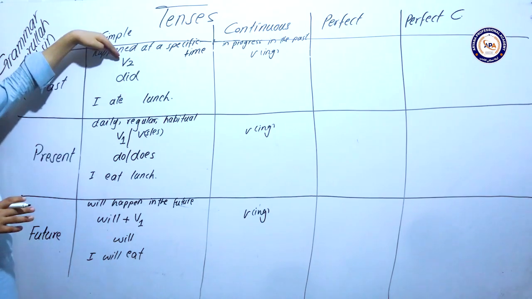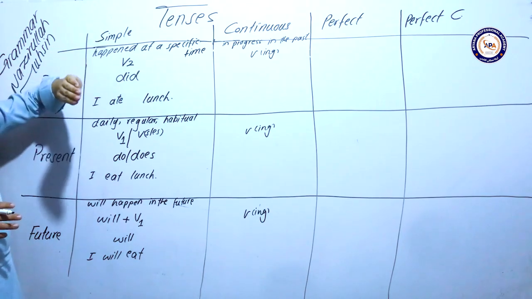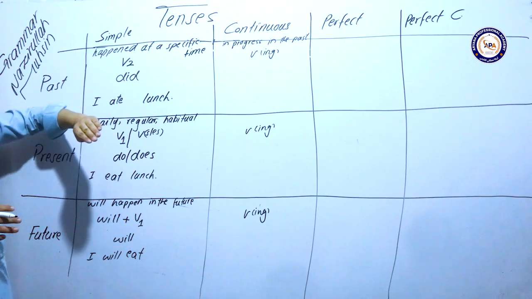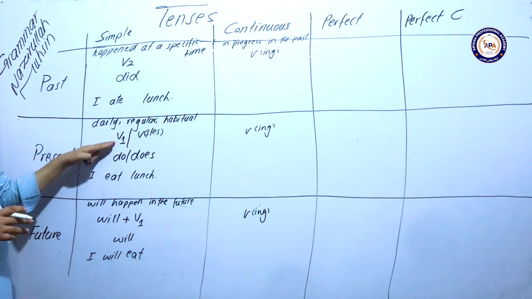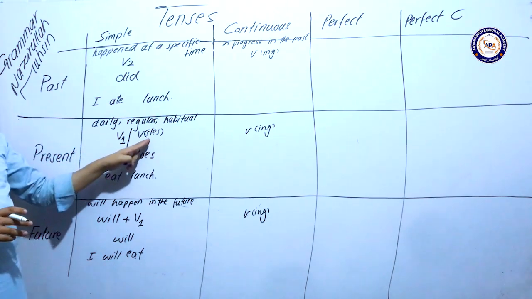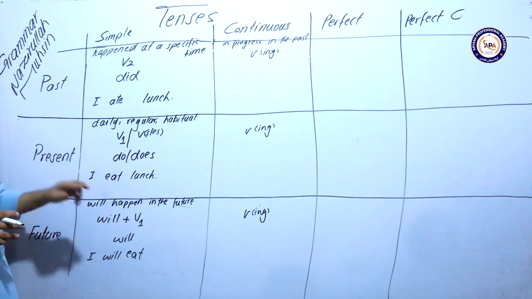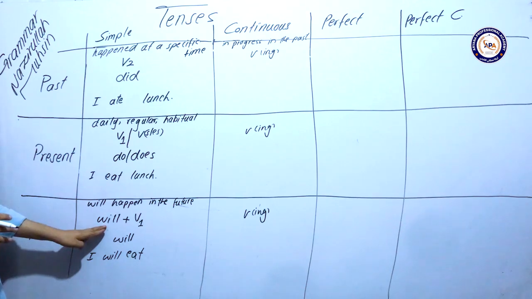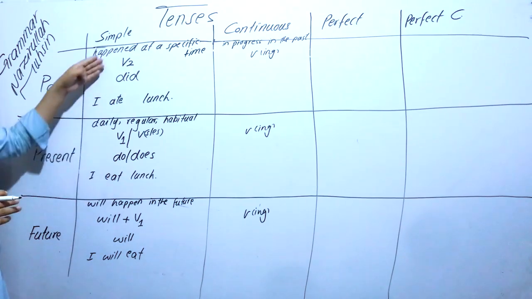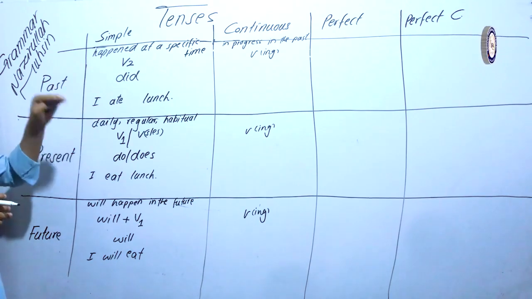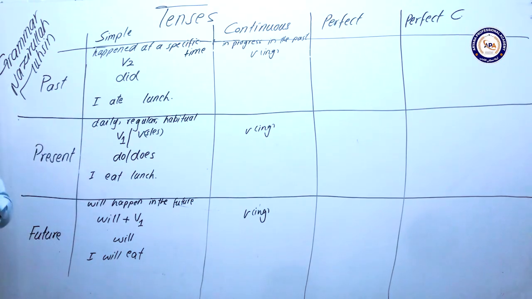In past simple, we use the second form of verb without any helping verb in affirmative sentences. In present simple, we use the base form or the singular form of verb without any helping verb in affirmative sentences. But in future, we have the auxiliary verb will, which is used in all the structures. Except these two tenses, in all the rest of the tenses, we use the main verb together with the helping verb. A main verb is never used alone.